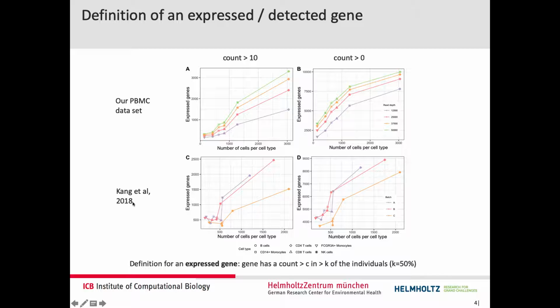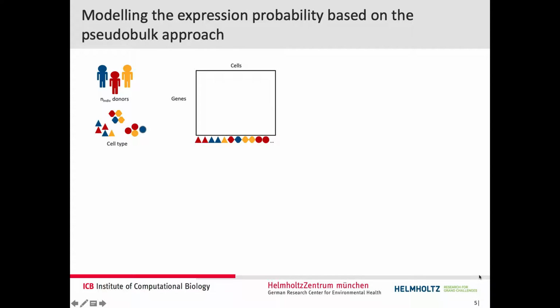In the second row, we show the results for another dataset that's publicly available from Chang et al. that we will later use to validate our model. As you've seen, we are interested in the expression per cell type in a person and not on the cell level. So we build our model on the so-called pseudobulk approach. This is, combined with classical DE and eQTL methods, currently the best performing method for multi-sample single-cell transcriptomics experiments.